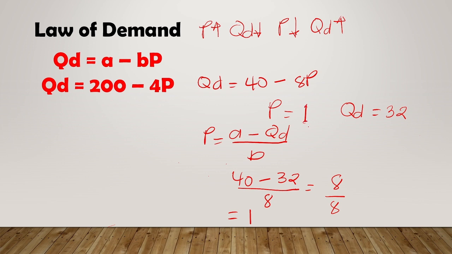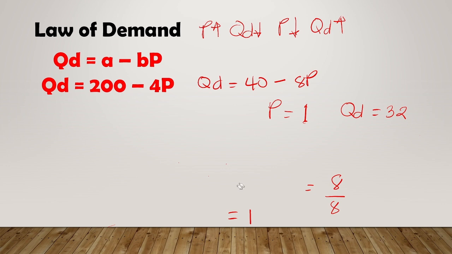Let's try to check if the answer is correct. 8 times 1 is equal to 8, and 40 minus 8 is equal to 32. So our answer is correct. Okay, so another example. Let's just erase this one. Just take note.